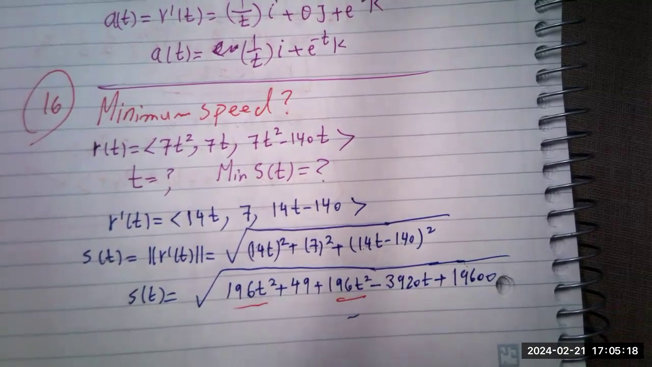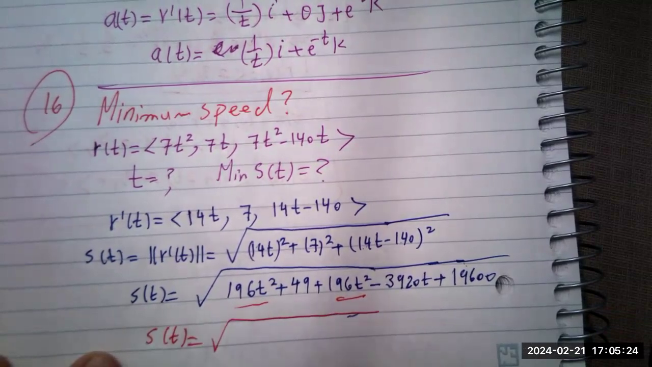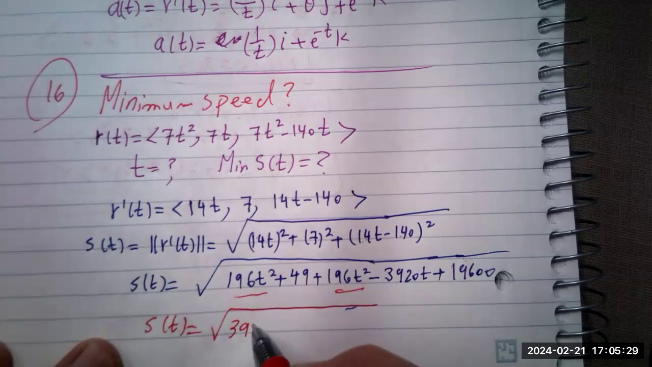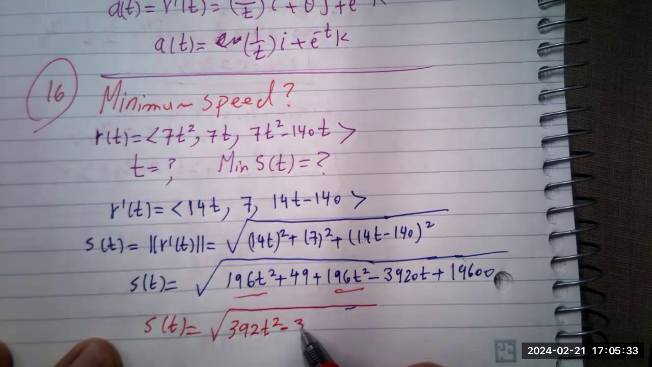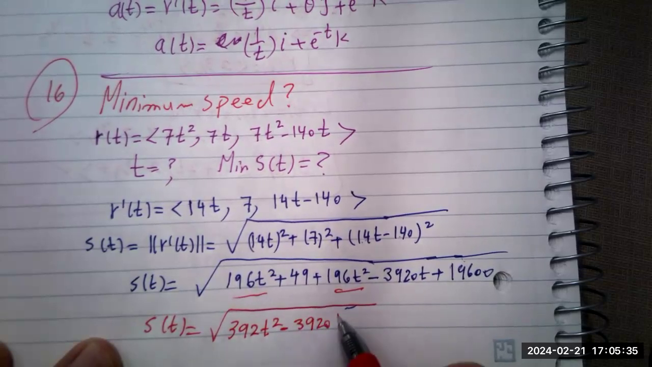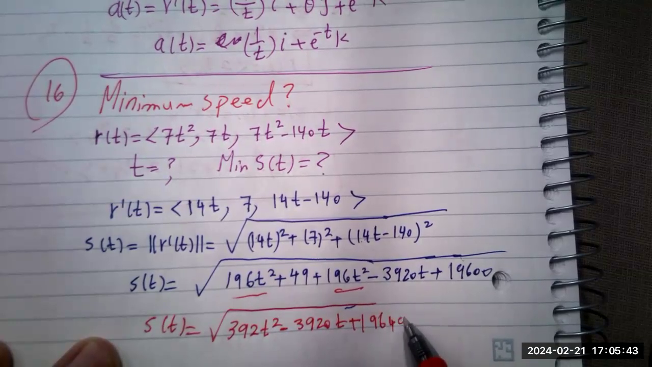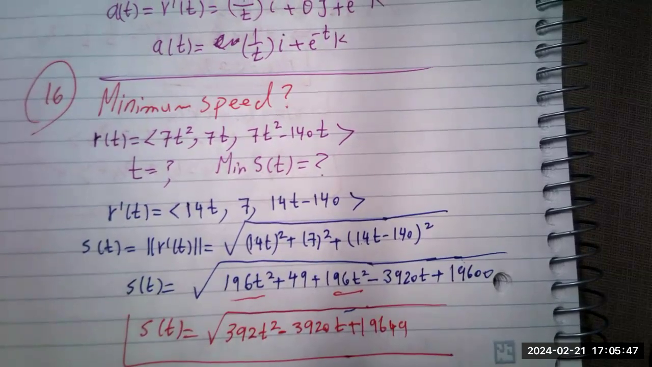You simplify it. So your function, s of t, would be this one. Okay, 196 and 196 would be 392, 392t squared. And you're going to minus 3,920t. Then the 49 and 196 added together, that gives you this. So this is going to be your speed function.